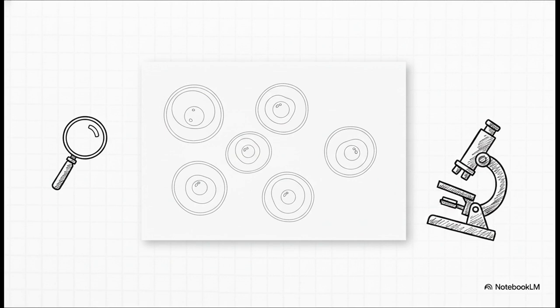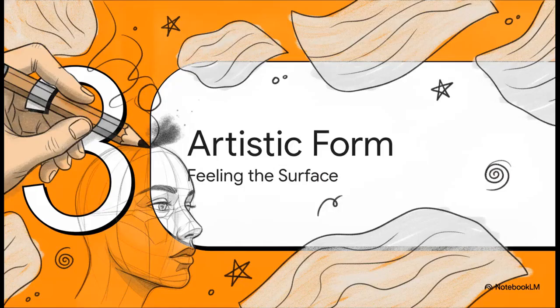And the most crucial rule of all? Absolutely no shading allowed. None. You outline only the distribution of cells, leaving out all idealized coloring or texture. It is clinically objective. Part 3. Creating form with art, feeling the surface.